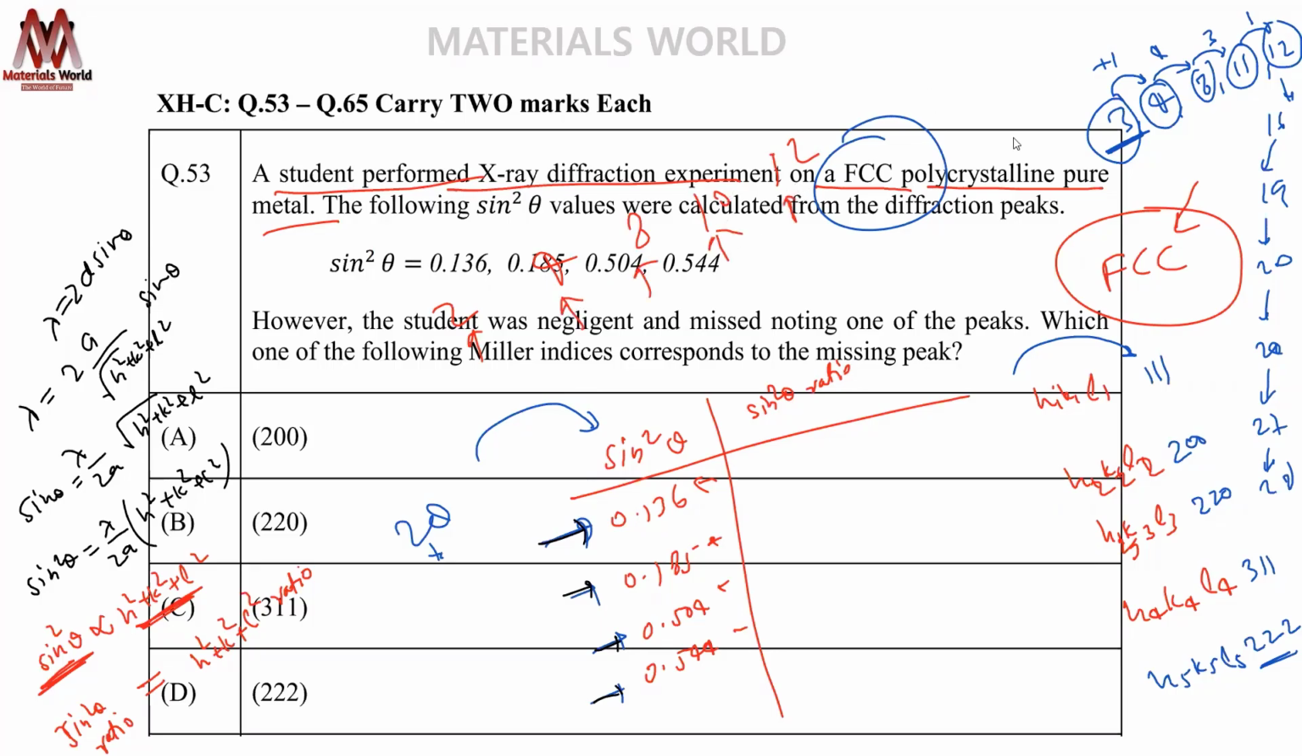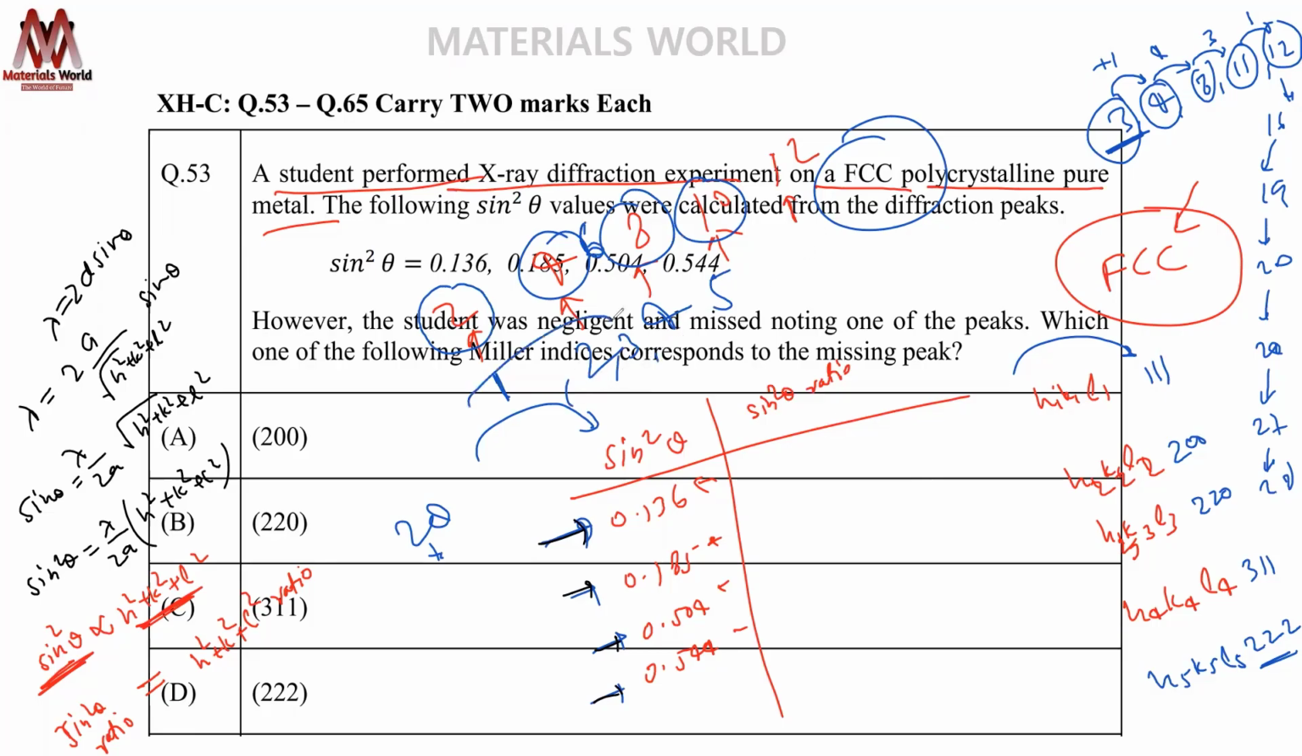What will be the h square k square l square ratio? What will be the ratio between 2, 4, 8, 10, 12? You divide the different numbers in the series by the smallest number. 2 divided by 2 is 1. 4 divided by the smallest number 2 is 2. 8 divided by 2 is 4. And 10 divided by 2 is 5. I think I missed 6. 6 by 2 is 3. So the h square k square l square ratio for BCC is 1, 2, 3, 4, 5.